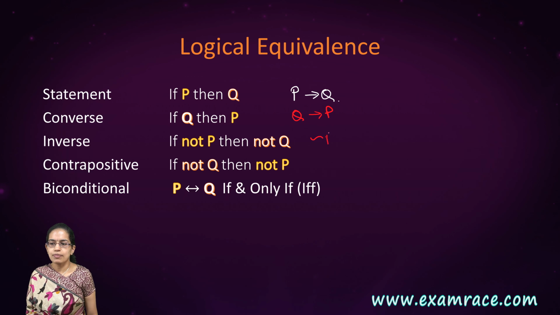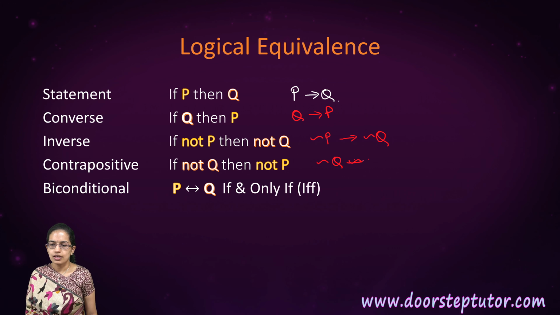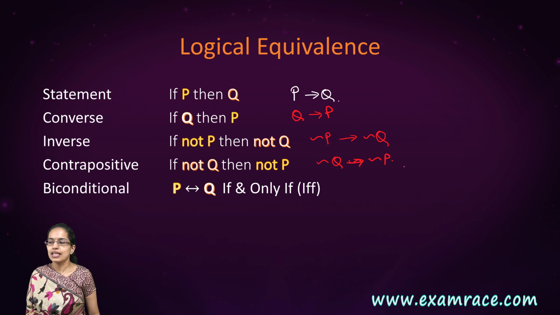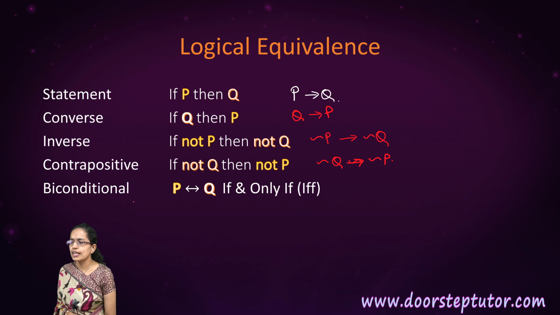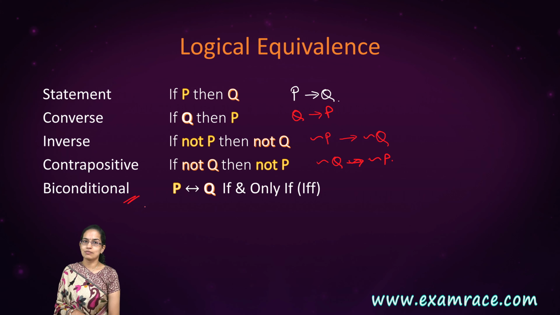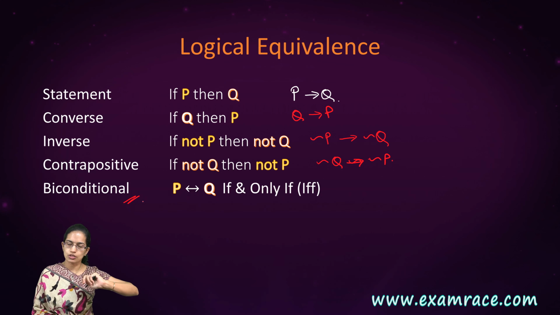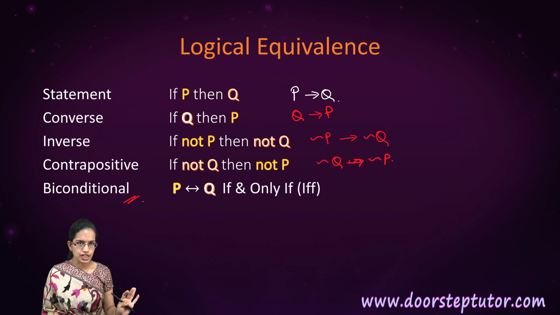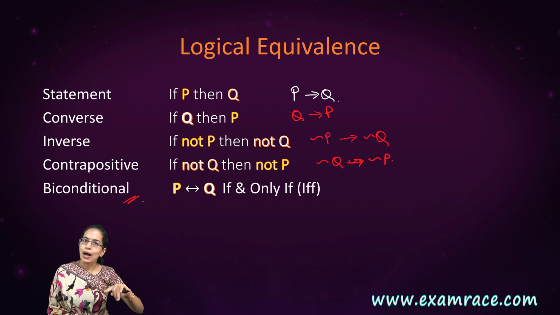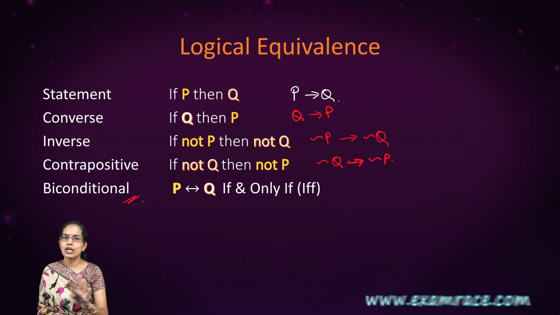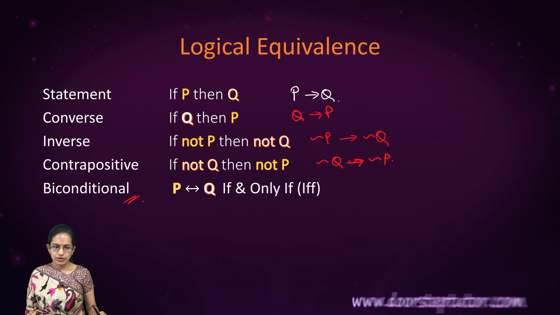Not is denoted by this line, and you have if not P then not Q, which is an inverse statement, and if not Q then not P, that is a contrapositive statement. And then we have a biconditional statement, where if I interchange the position of the two phrases between if and then, the meaning won't change. That is a biconditional statement. We will understand each of those one by one.